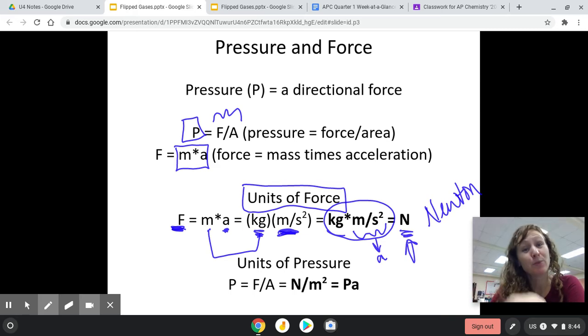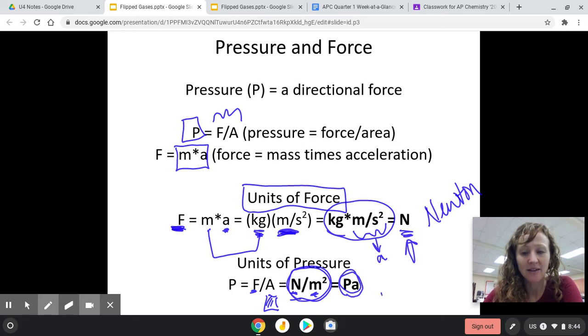Okay, so this brings us to pressure. If force is measured in newtons, and area, right, length times width gives you area, is going to be measured in meters squared. So a Newton over meters squared is going to be a Pascal. PA, it's a Pascal. So the first unit of pressure, or the SI unit of pressure, is a Pascal.